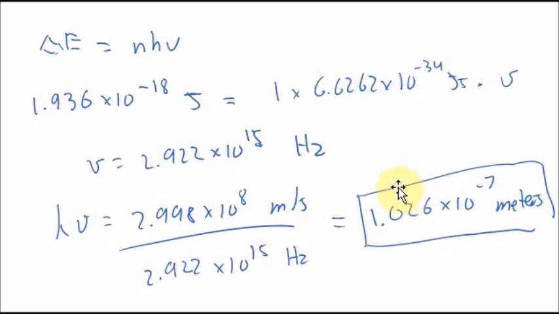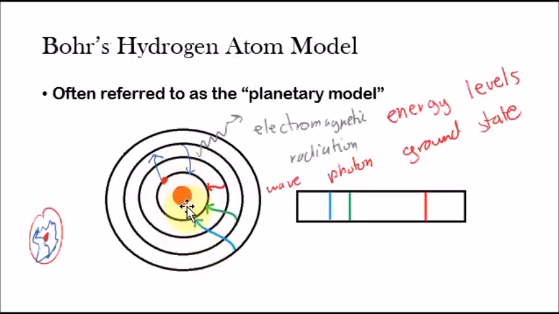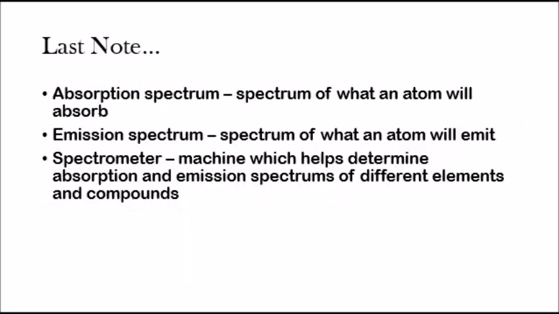Okay. Last note, I want you to just take this. An absorption spectrum is a spectrum of what an atom will absorb, while an emission spectrum is the spectrum of what an atom will emit. So an absorption spectrum would be all the energies an atom will accept in order to go up in energy levels, so all the electrons going up to higher energy levels. The wavelengths of all that energy is the absorption spectrum, while the emission spectrum is the spectrum of what an atom will emit.